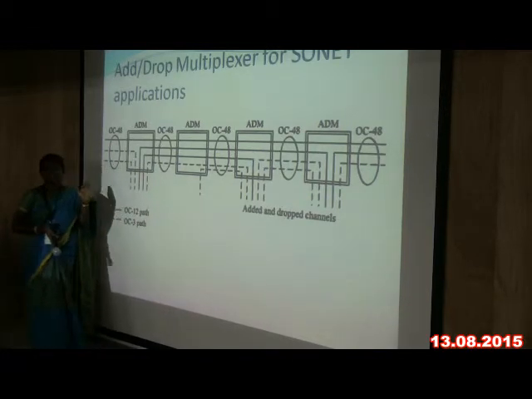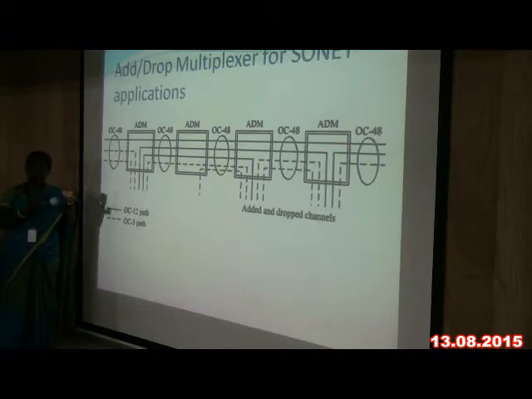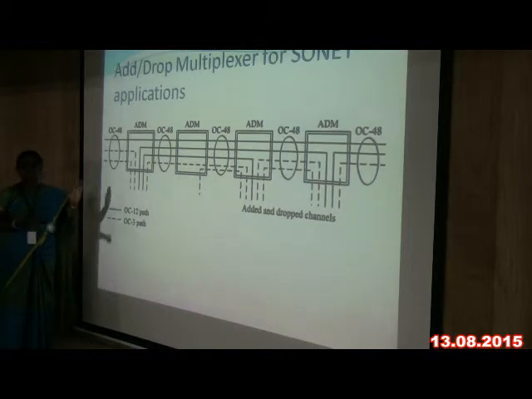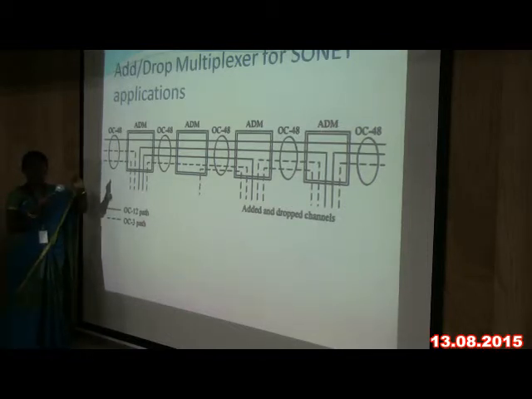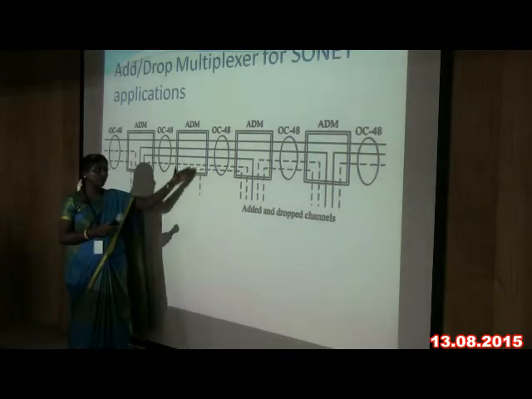Low data signals are also added and dropped by using this add drop multiplexer. Not only multiplexing the same data rate signal, we are adding high data rate signals and also low data rate signals, and also dropping the high data rate signals and low data rate signals. This is possible in the add drop multiplexer. High data rate signals are multiplexed, low data rate signals are multiplexed, and low data rate signals are also dropped.